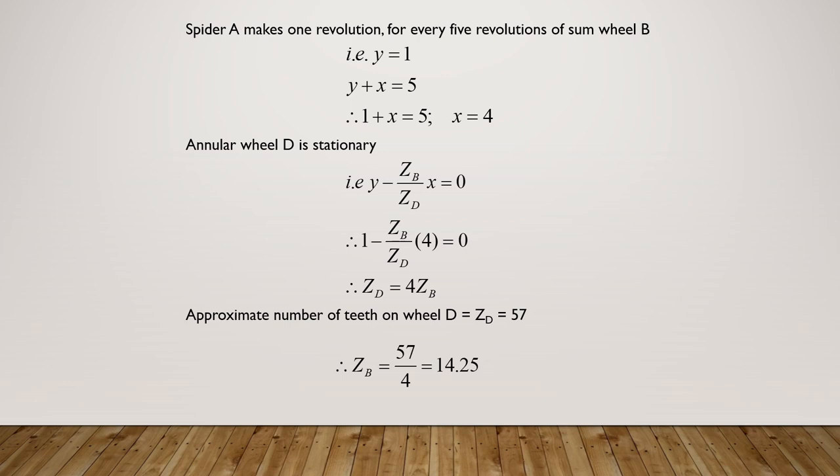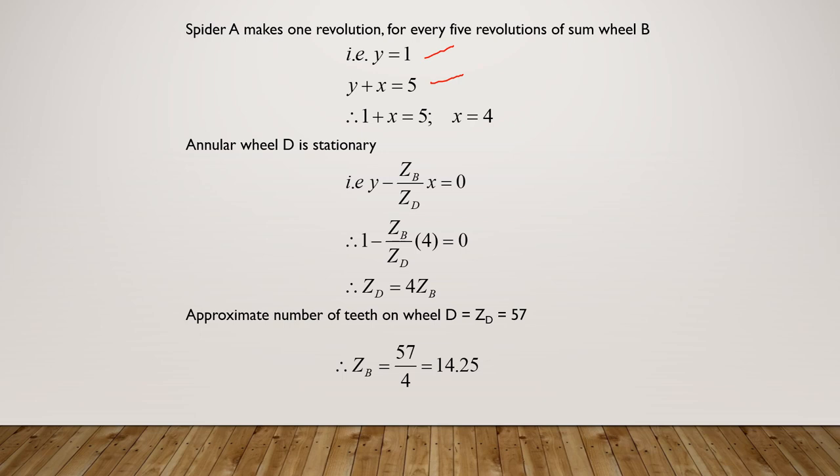That is the relation. These two relations, this one and this one, we get from the statement given in the problem. Y is the value we got from the tabular column, that is the speed of arm A. Y plus x is the speed of wheel B. So when y is equal to 1, y plus x is equal to 5 here. Therefore, substituting the value, y is 1, 1 plus x equals 5, so x you will get as 4.